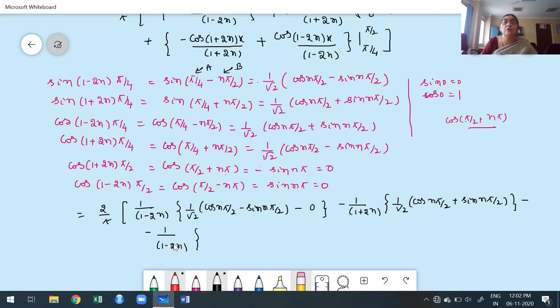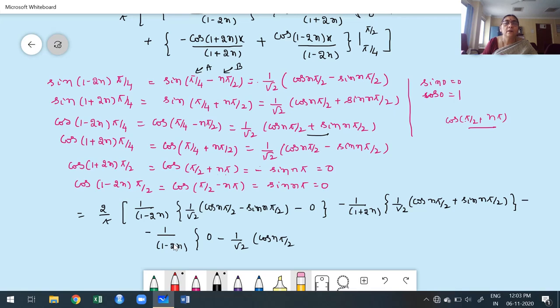Cos of 1 plus 2n into pi by 2. What do we get? 0. Minus the lower limit. What is my lower limit? It is pi by 4. Cos of 1 plus 2n into pi by 4. This is what we get actually. 1 by root 2 of, this is a thing I want to write. Third step, this, cos of n pi by 2.